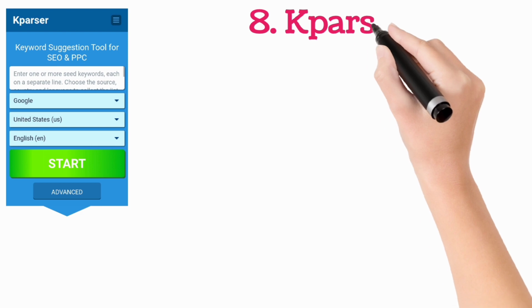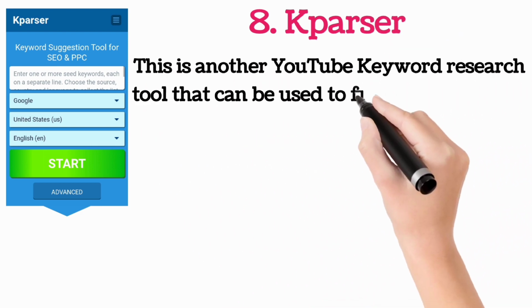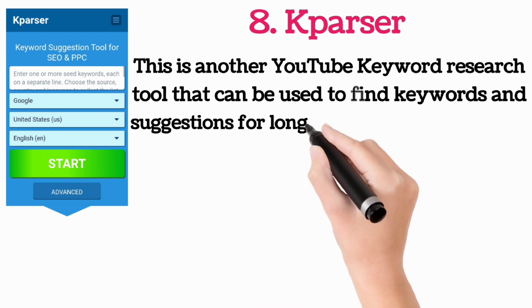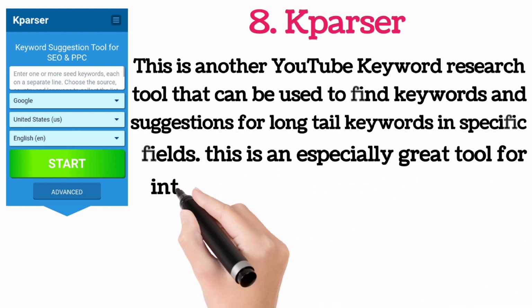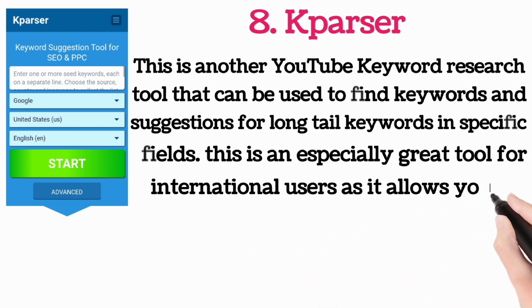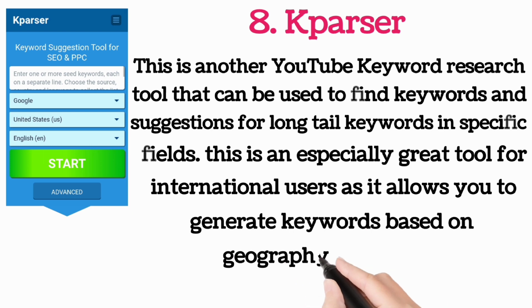8. Kparser. This is another YouTube keyword search tool that can be used to find keywords and suggestions for long-tail keywords in specific fields. This is an especially great tool for international users as it allows you to generate keywords based on geography and location.